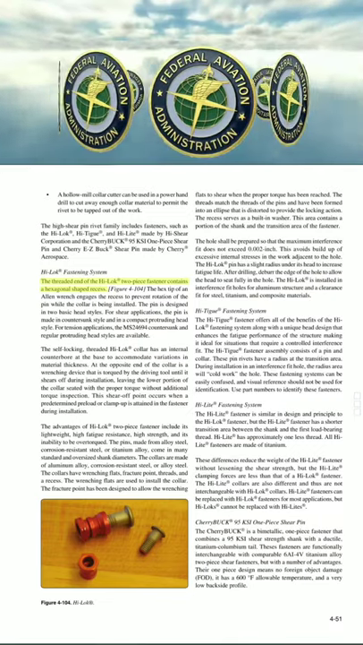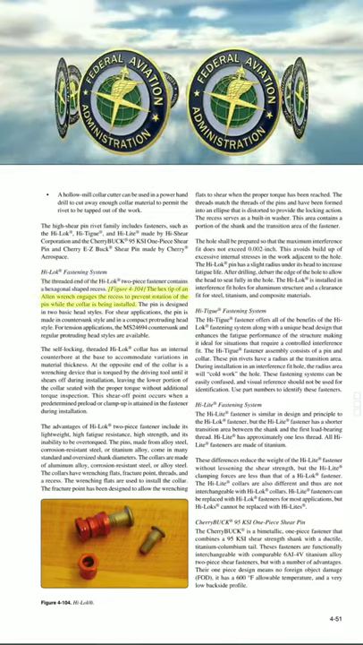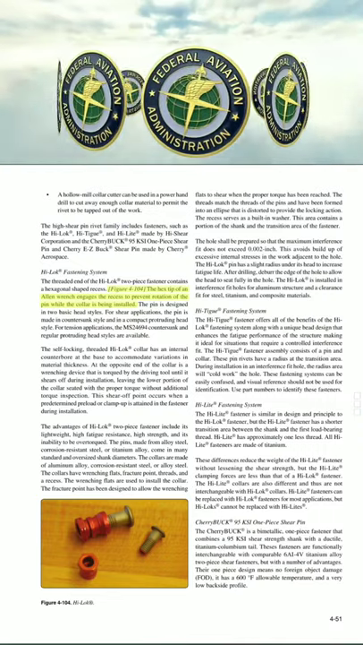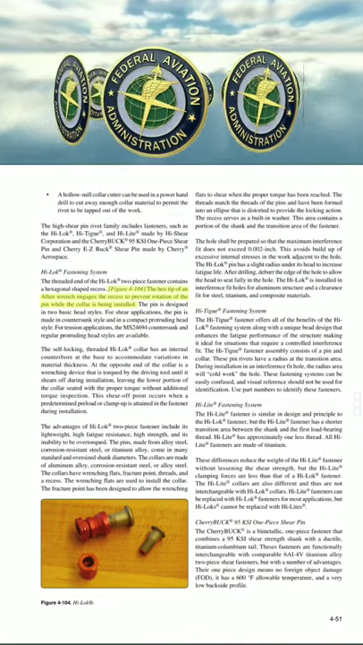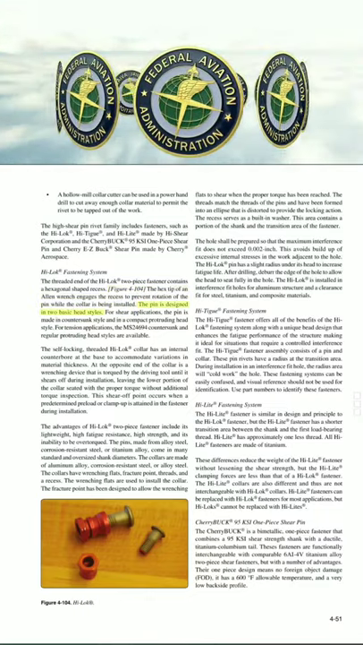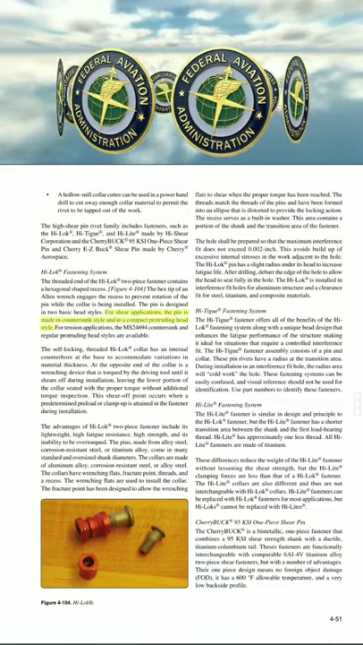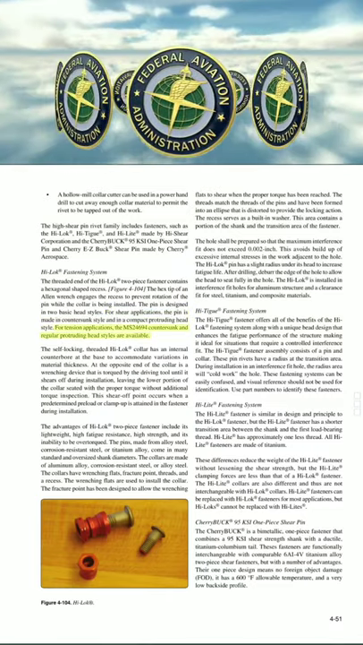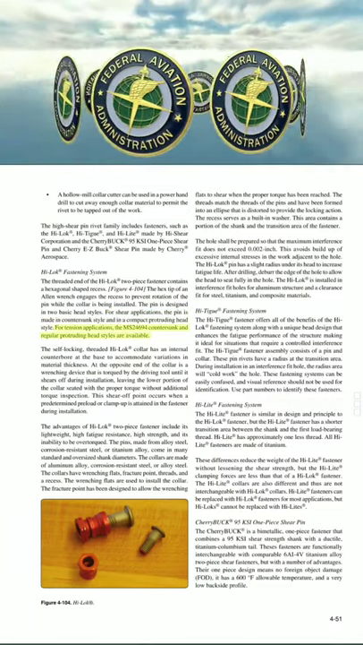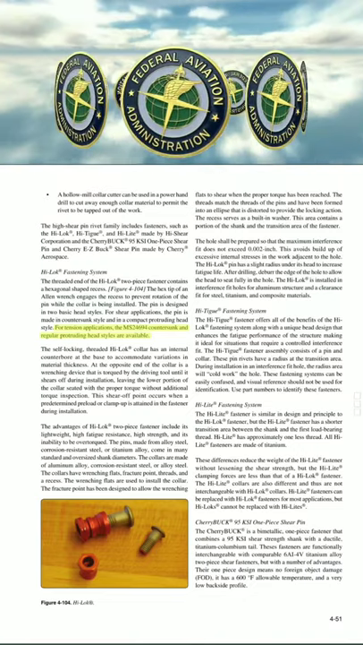The threaded end of the Hi-Lok two-piece fastener contains a hexagonal shaped recess. Figure 4-104. The hex tip of an Allen wrench engages the recess to prevent rotation of the pin while the collar is being installed. The pin is designed in two basic head styles. For shear applications, the pin is made in countersunk style and in a compact protruding head style. For tension applications, MS24694 countersunk and regular protruding head styles are available.